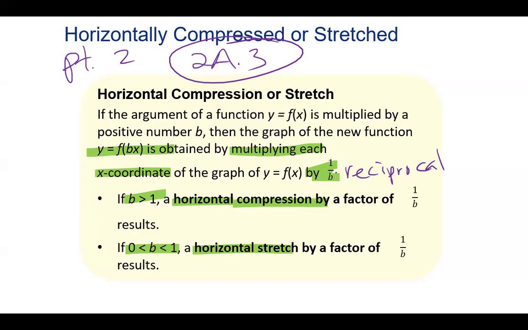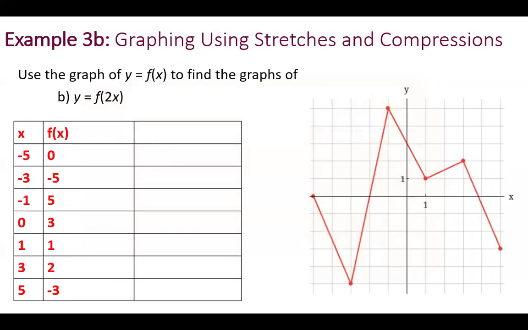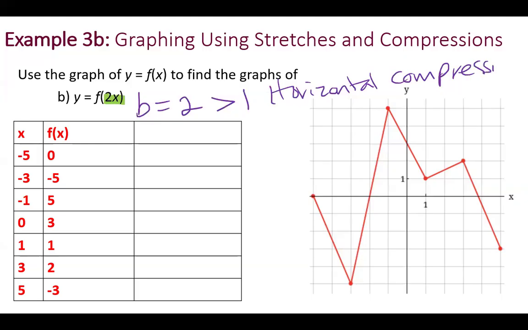All right. So let's look at our example. Here our transformation rule is we want to take the function and 2 times x. So we have 2 times x. We're given our b value, right? And our b equals 2. Our b is greater than 1. So this is a compression. It is a horizontal compression, because we're applying more pressure to that accordion, right? We're squeezing her in.